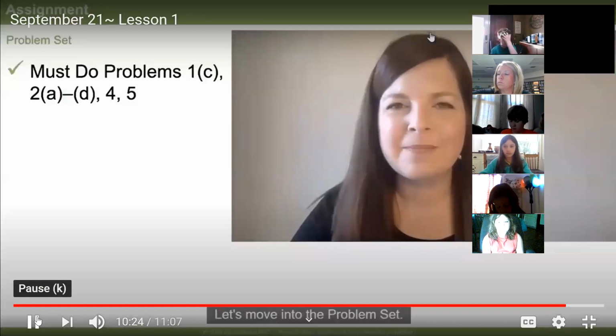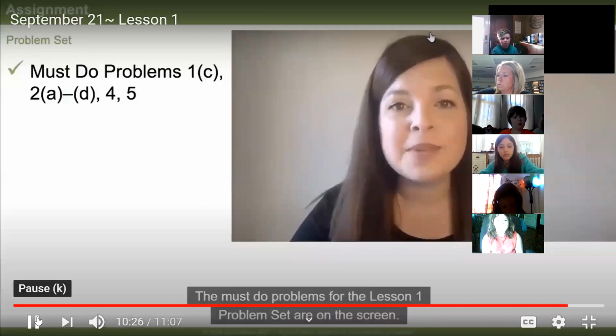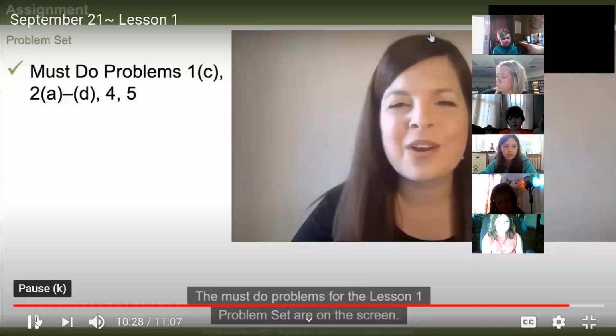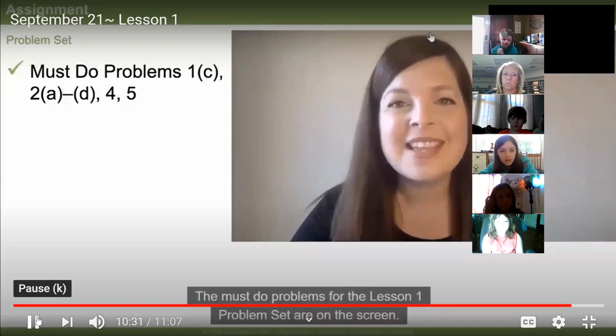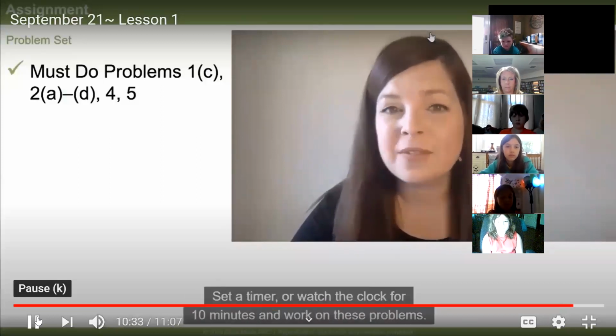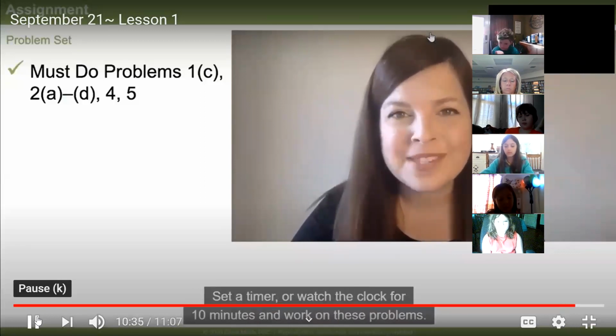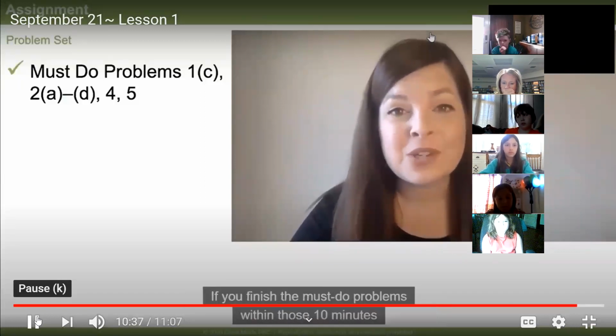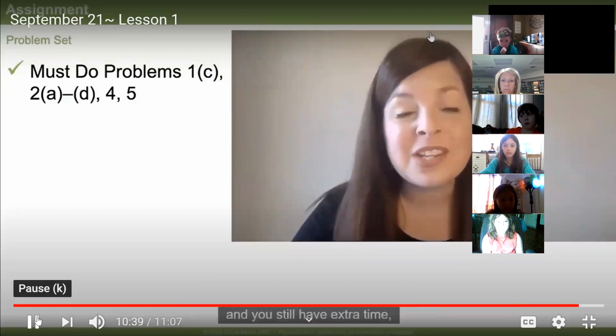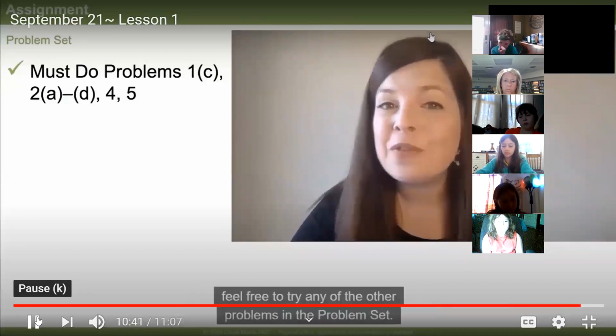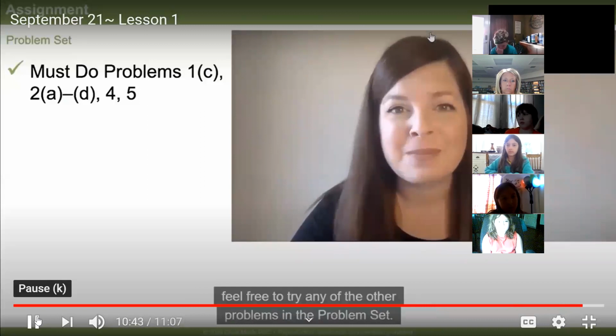Let's move into the problem set. The must-do problems for the Lesson 1 problem set are on the screen. Set a timer or watch the clock for 10 minutes and work on these problems. If you finish the must-do problems within those 10 minutes and you still have extra time, feel free to try any of the other problems in the problem set.